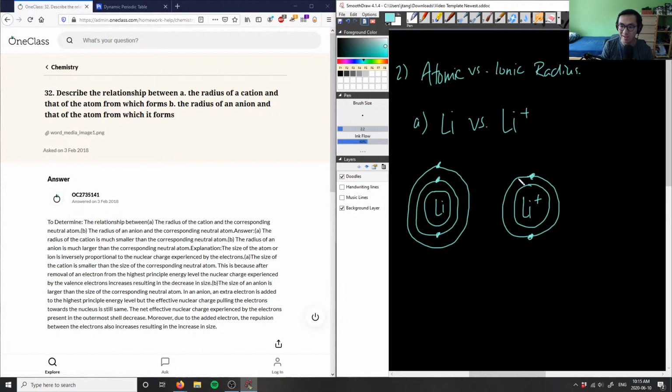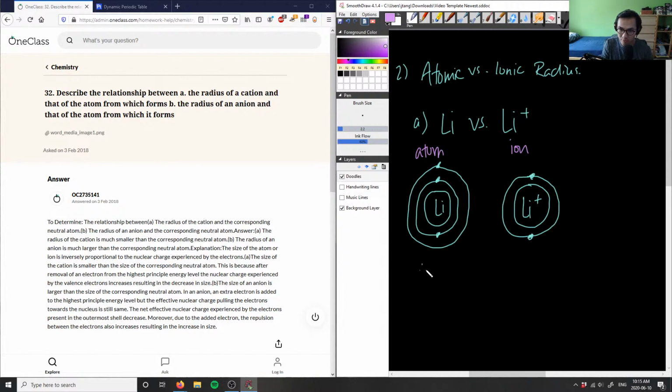So in this case here, that is going to be my atomic radius. So let's compare our radiuses here. As you can see, Li has one more shell than Li plus, which means lithium is going to be bigger. So the radius between the atom, this here is the atom, and this here is the ion, the ion would be smaller.